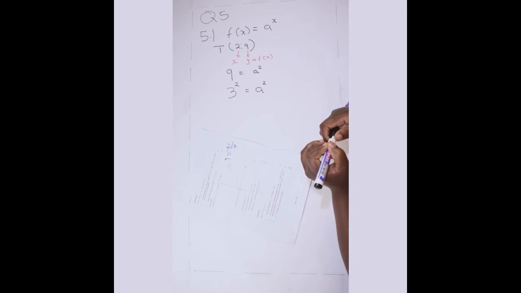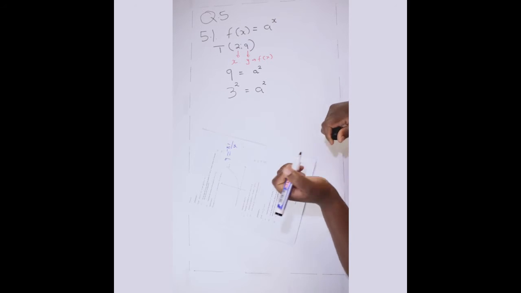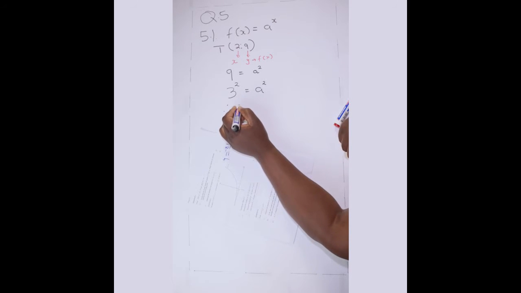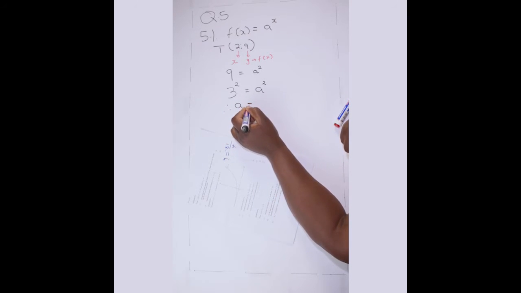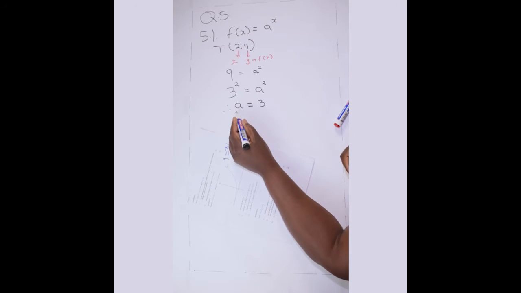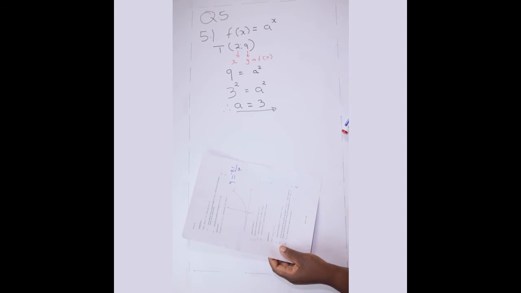As our exponents are the same and our bases are not the same, we are going to disregard the exponent and focus on the bases. Therefore, a is equal to 3, and that is the solution for this question. It's 2 marks. If you look at it, the 2 marks is direct and straightforward.